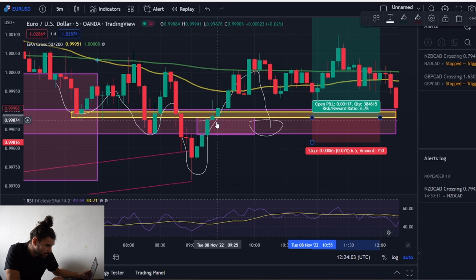Since this would be my first trade on the lower time frames, which is not the trade on the 50-minute chart, this is just an extra trade that I'm looking out for. So I just let the market run here.